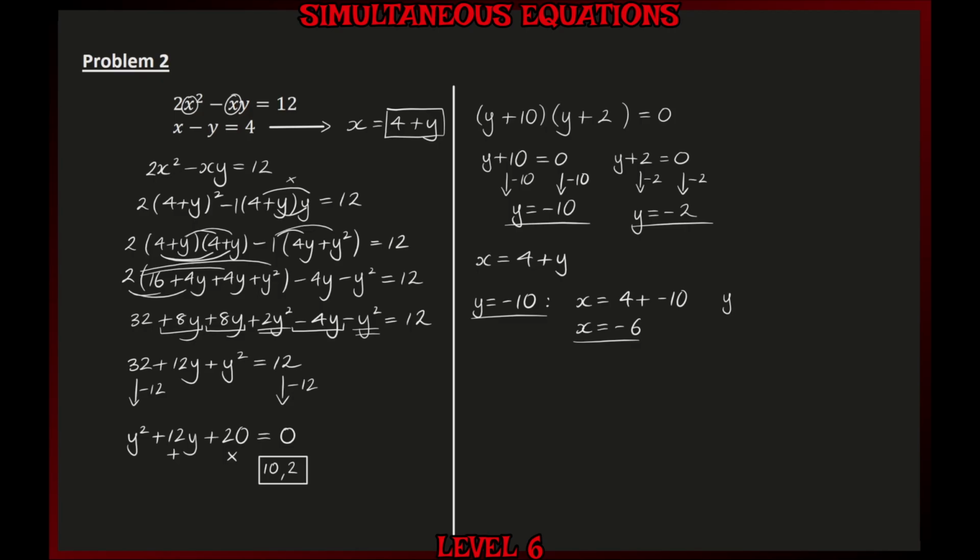Similarly, if we take y equal to minus 2 and substitute it into our equation, we get x is equal to 4 plus minus 2. And 4 plus minus 2 is 2. So x equals 2 pairs with y equals minus 2. So our final solution to problem 2 is x equals minus 6, y equals minus 10, that's our first pair, and x equals 2, y equals minus 2 is our second pair.